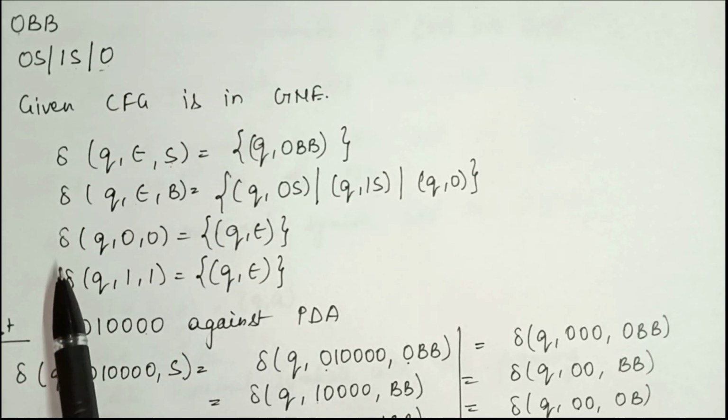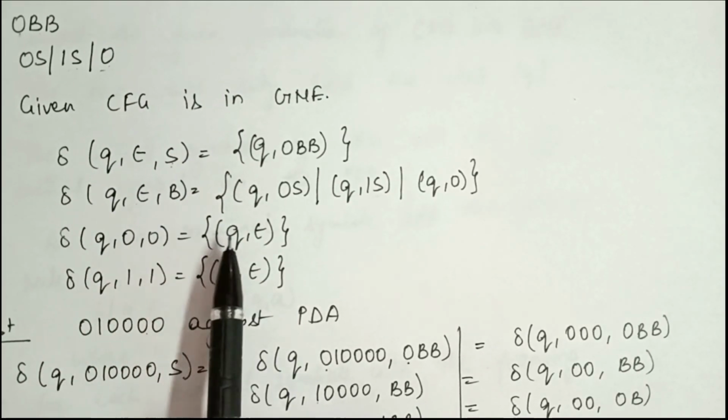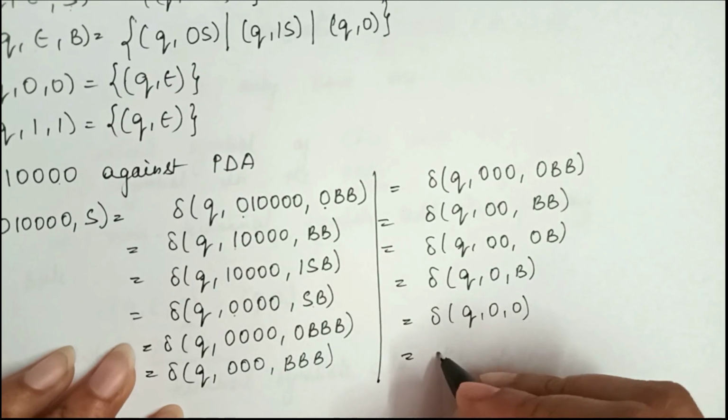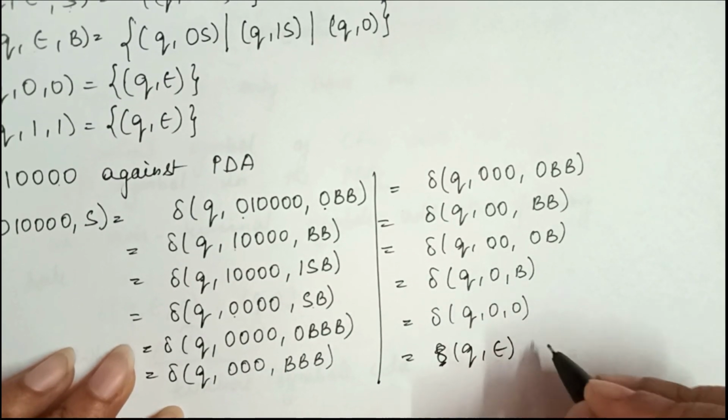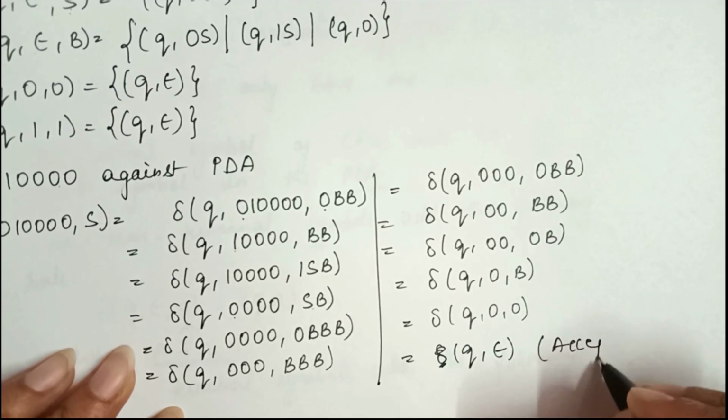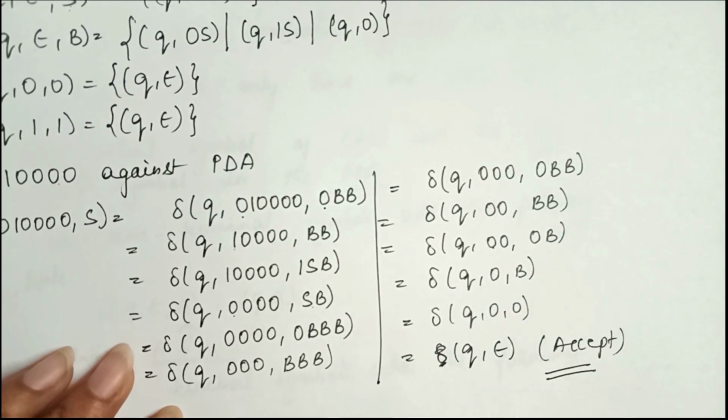See here, if we have a transition like Q comma 0 comma 0, it gives Q comma epsilon. So this ends in Q comma epsilon, which means that the particular string is accepted by this PDA.